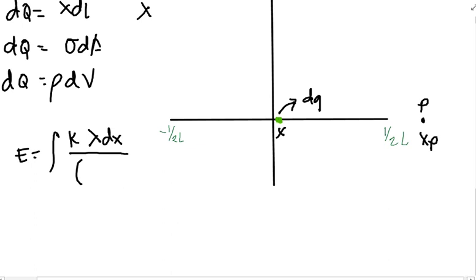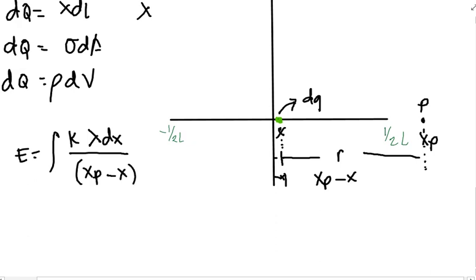So from our origin, we have this point going to here, represented here. Our r is this one, from our dq to our point P. So let us represent this by r. So r is equal to xP minus x. Okay, so this is xP minus x.